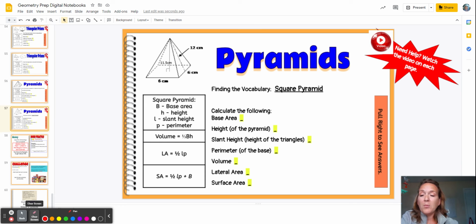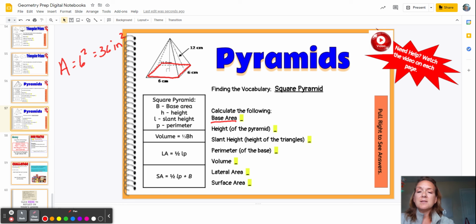So pyramids. Remember, we got to find the base area. The base area here is still that square. So we got to find the base area. That's just going to be 6 squared. 6 squared is 36 inches squared. Then I've got the height. The height is given to you. That's that 11.5. You just need to know the difference between the height of 11.5 and the slant height of 12. So that slant height is going to be 12. Both of those are going to be centimeters. Centimeters, and I don't know why I always default to inches. It's centimeters squared, not inches squared up there.